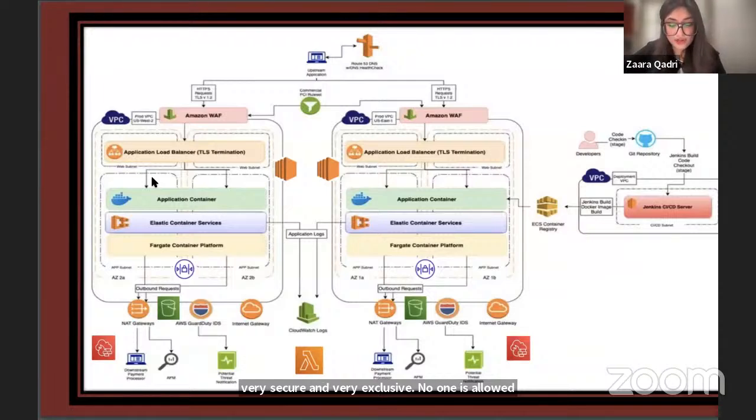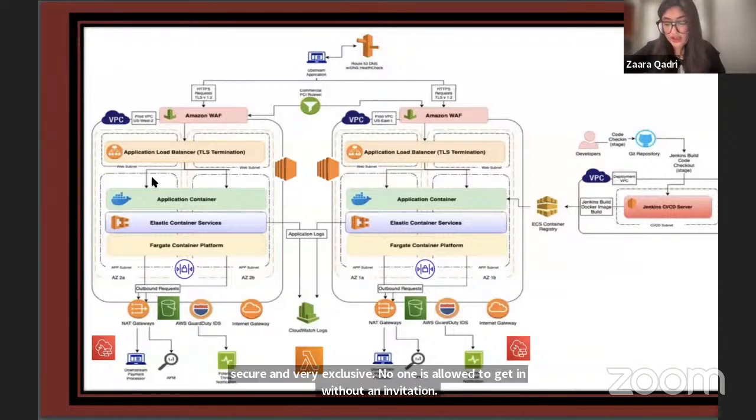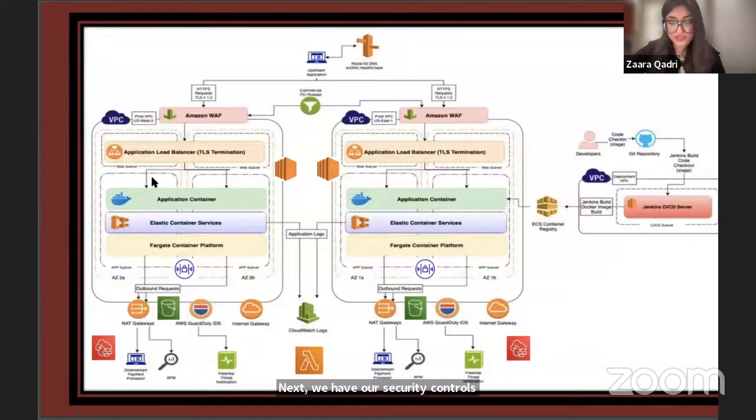Next, we have our security controls. How do you deploy your security forces in AWS? You have security groups, you have network ACLs. The security groups that we have implemented on EC2 instances control what gets in and what gets out. The network ACLs, if you think of it like this, they're kind of like the gates of a castle. They control the traffic at the subnet level.